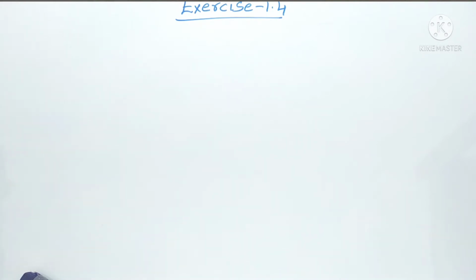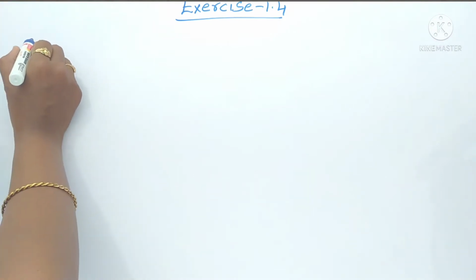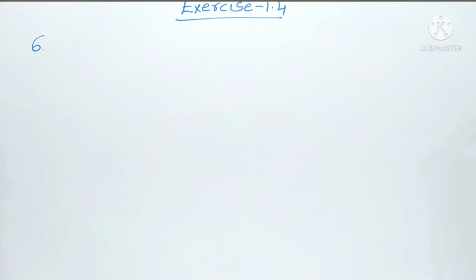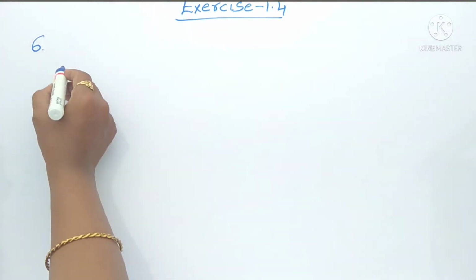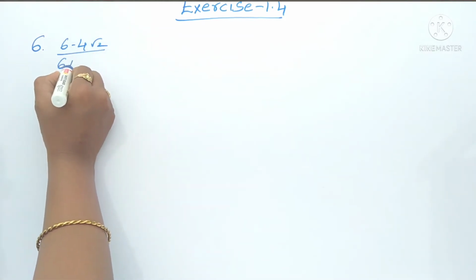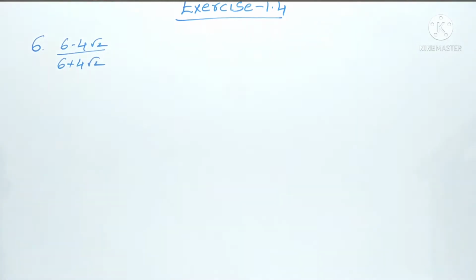Today we are going to see the problems in our exercise 1.4. Okay, sixth problem: simplify each of the following by rationalizing the denominator. So here total 4 problems are there in our sixth problem. We'll see those problems today. So first one, 6 minus 4 root 2 by 6 plus 4 root 2. This is the problem. So we have to rationalize the denominator.